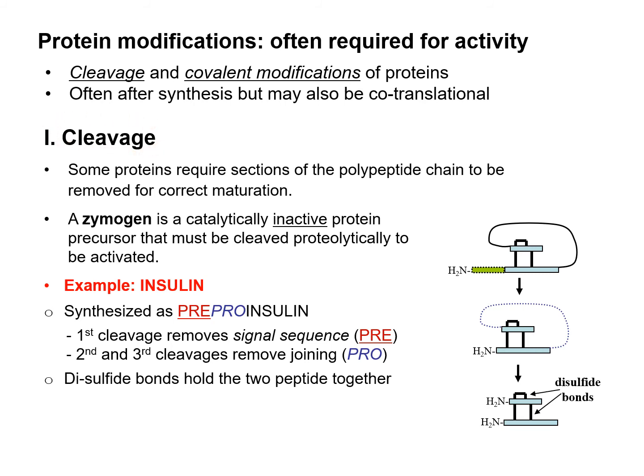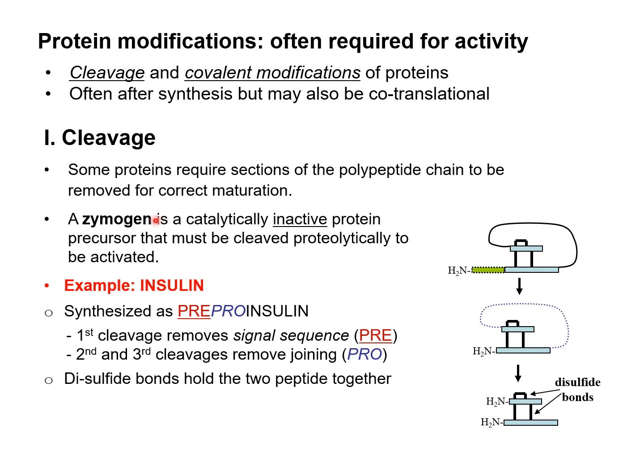Some proteins require sections of the polypeptide chain to be removed for correct maturation, and a zymogen is a catalytically inactive protein precursor that is a good example that goes through a series of cleavages to become an active form. So this zymogen must be cleaved proteolytically to be activated.